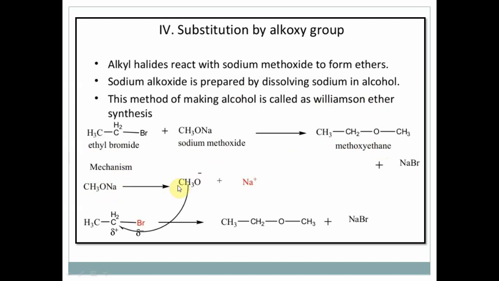The CH3O–Na bond breaks. CH3O negative, the nucleophile, is formed here, and Na positive. This nucleophile attacks this carbon, and this Br is removed from here, and we get the corresponding ether. This is the unsymmetrical ether.